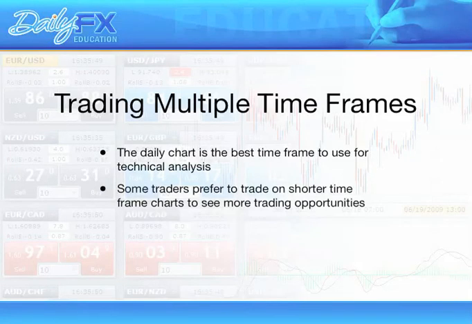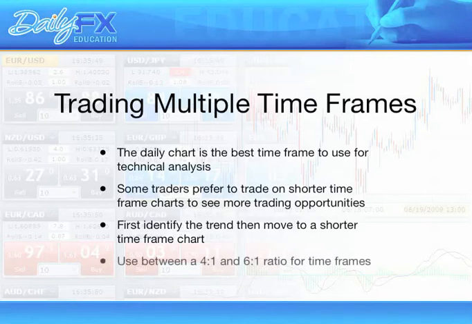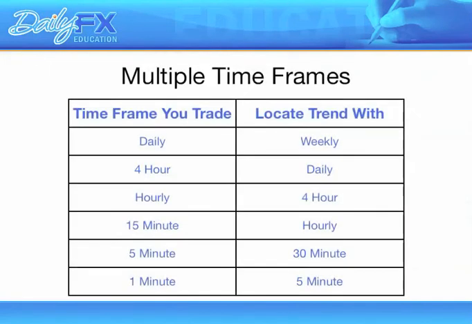A proven approach to trading is to first identify the trend on a longer time frame chart, and then to move down to a shorter time frame chart to find your trade in that same direction. We recommend using between a 4:1 and 6:1 ratio for time frames used in your approach. It's important to keep in mind that the longer time frame charts do offer more reliable technical analysis because of the number of trades in each candle. So the trade-off is that the longer term chart offers better trading opportunities, while the shorter term charts offer more trading opportunities. You just have to determine your comfort zone when developing your trading approach.